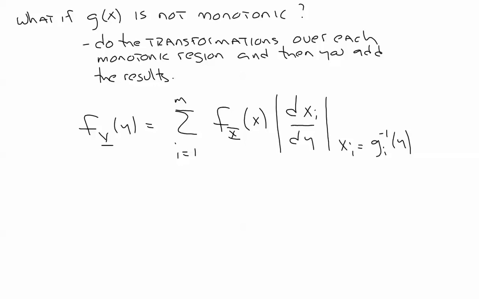There's going to be one probability density function for x. All right, we have an input probability density function. There's only one of those. But we might have multiple monotonic regions. All right?